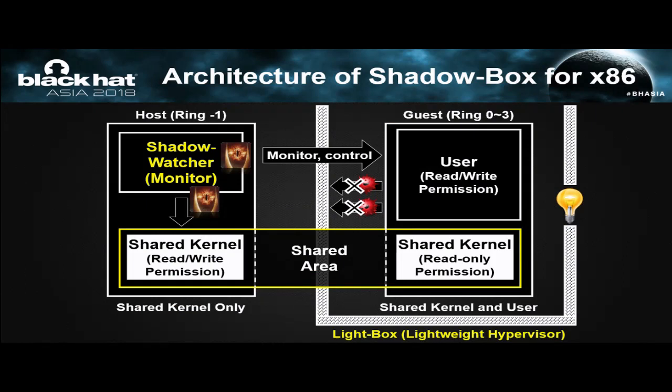This is a detailed architecture of Shadowbox for x86. First, a lightweight hypervisor creates a guest which runs the operating system in it. Next, Lightbox creates a host which shares the kernel with the guest. Conceptually, Lightbox sets a different permission between the guest kernel and the host kernel. Most parts of the guest kernel are set to read-only permission, but the host kernel is set to read and write permission. Next, Shadow Watcher. Shadow Watcher is a security monitor and controls the operating system in the guest using Lightbox.